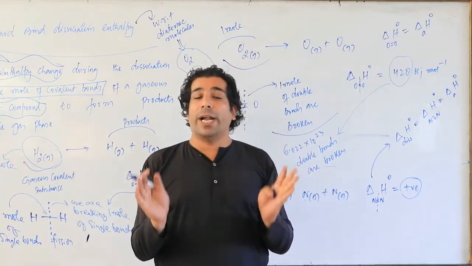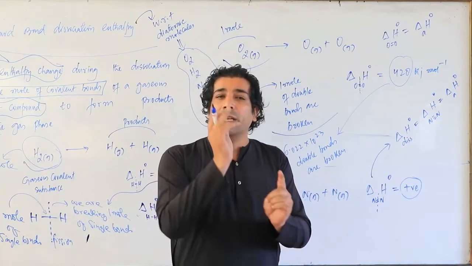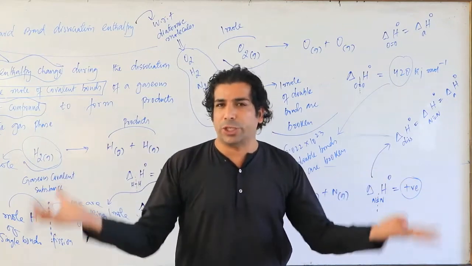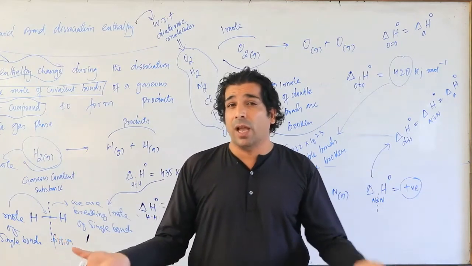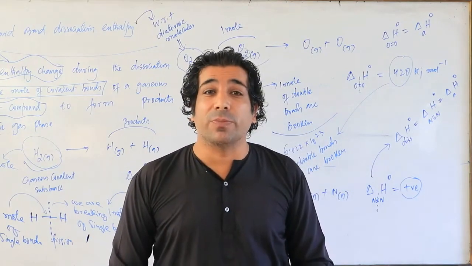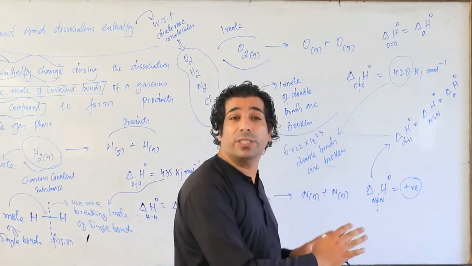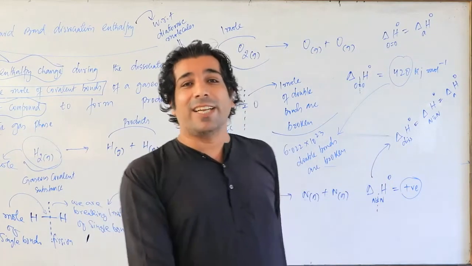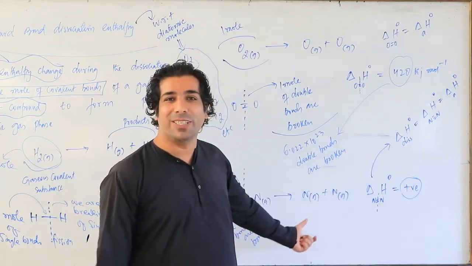Once again, why dissociation? Because I am breaking single bonds, 1 mole of single bond, 1 mole of double bond, 1 mole of triple bond. So dissociation enthalpy, standard dissociation enthalpy. Why the atomization, standard enthalpy of atomization? Because I am converting the molecules into atoms. I am separating them into atoms. That's why standard enthalpy of atomization. Please remember this particular thing.